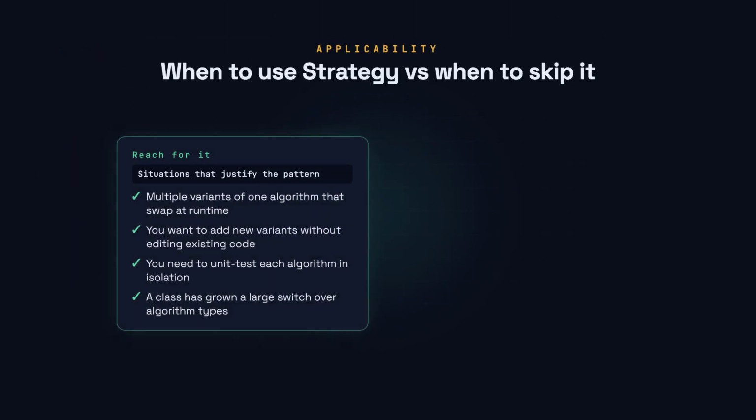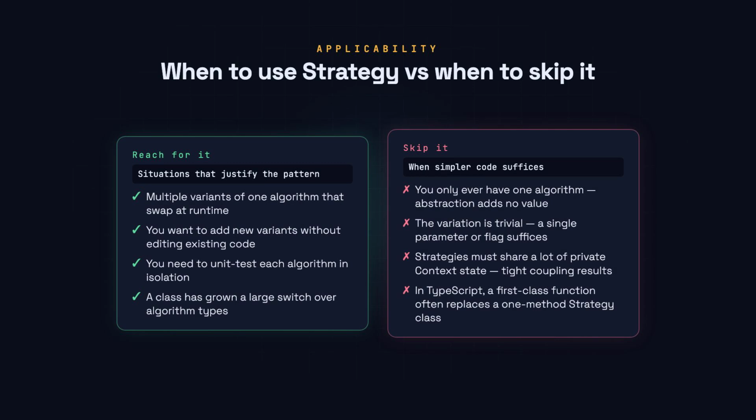Strategy earns its cost when you genuinely have a family of interchangeable behaviors that need to vary independently, especially if new variants keep being added or each one needs isolated testing. Skip it when there is really only one algorithm or when the difference is so small that a Boolean flag or a plain function parameter is clearer. Also worth noting, TypeScript functions are first-class values, so a one-method strategy interface can often be replaced by passing a function directly, simpler and equally flexible for small cases.